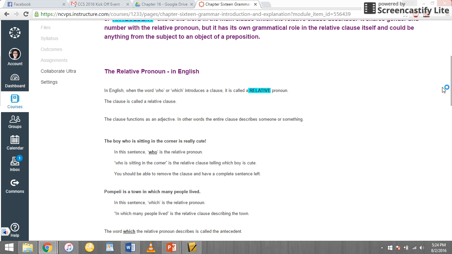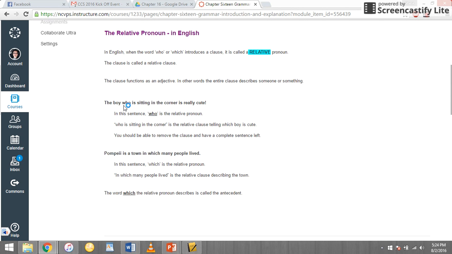Let's look at some examples here. So the boy who is sitting in the corner is really cute. Who is the relative pronoun? Who is sitting in the corner is the whole relative clause because it tells you which boy is cute. You should be able to take out the relative clause, who is sitting in the corner, and have a complete sentence. The boy is really cute is the complete sentence, so that works.